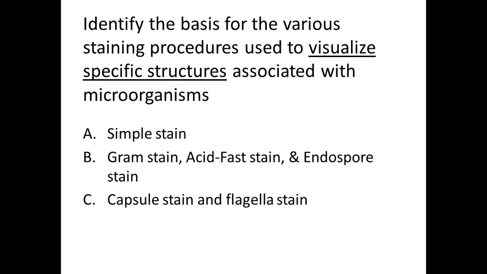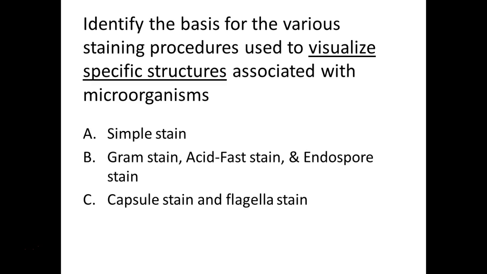So how do we identify and stain, and why would we want to stain? We want to be able to see stuff, right? Other than just the organism, sometimes we want to even visualize special structures. So with a simple stain, straight up, we just want to see the organism, right? We're using one dye, whether we're staining the background or the cells, we want to see those organisms.